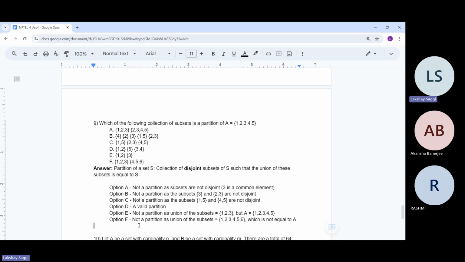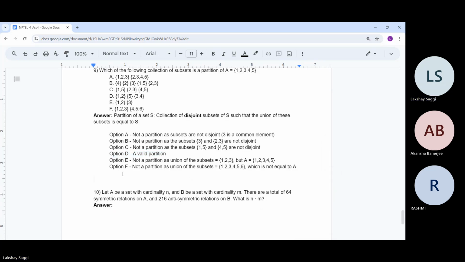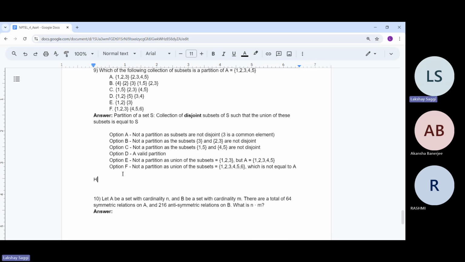Okay, so I hope these kinds of things make sense. I just wanted to point out to everyone what exactly is a partition. So here we see that only option D is correct. Hence, only option D is correct. Right.